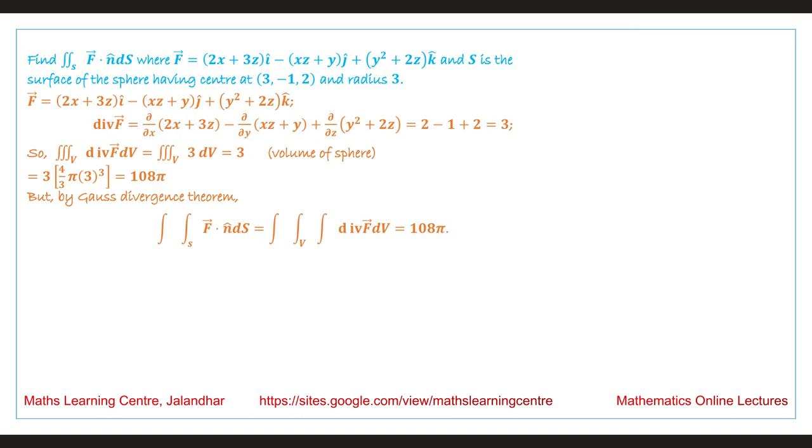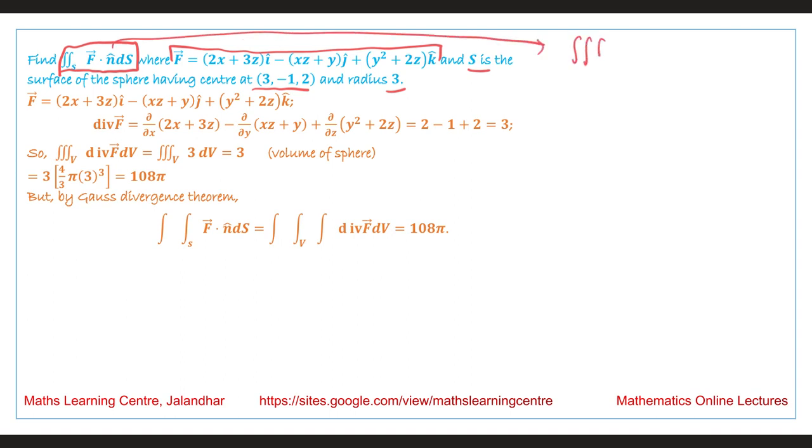Next is to find the double integral of F vector dot n cap dS, where this F vector is given over here, and S is the surface of the sphere having this center and radius 3. So again we are using the Gauss divergence theorem. This integral is equal to the triple integral over V, where V is the volume enclosed by the surface of the sphere, of the divergence of F vector dV.